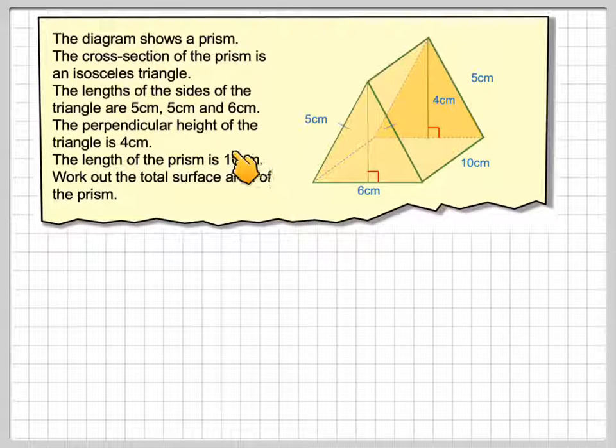The perpendicular height of the triangle is 4. The length of the prism is 10 centimeters, so the length here is 10 centimeters. Work out the total surface area of the prism.